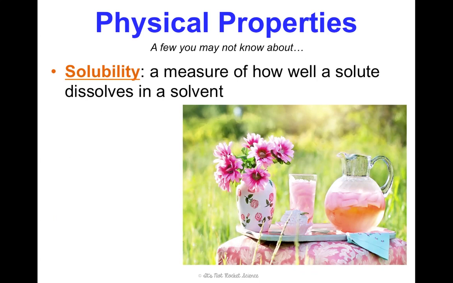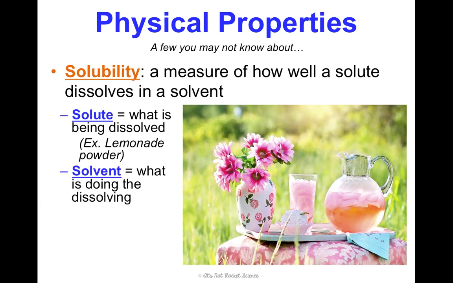Another physical property you may not know about is solubility, and this is one that's going to be really important, especially for my honor students, because we're going to have a whole extra concept for you about this. But it is a measure of how well a solute dissolves in a solvent. So what am I talking about? A solute is what gets dissolved. Think like lemonade powder. A solvent is what does the dissolving. That would be something like water. And a solution is the result.